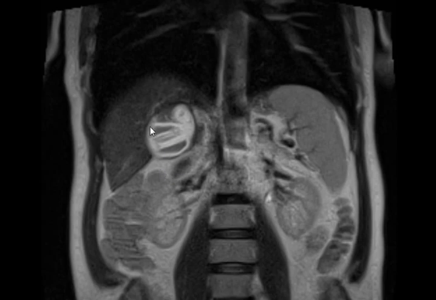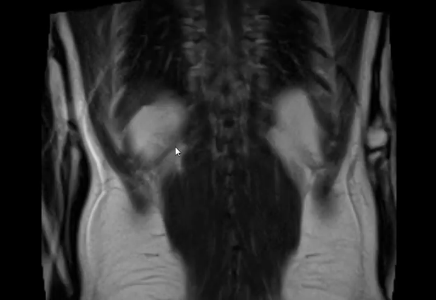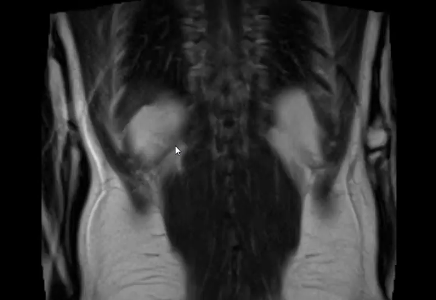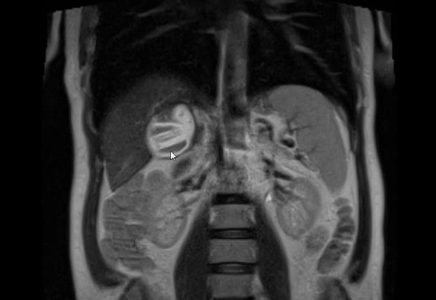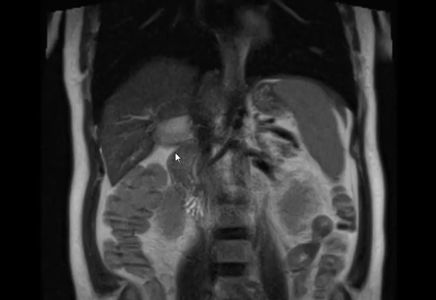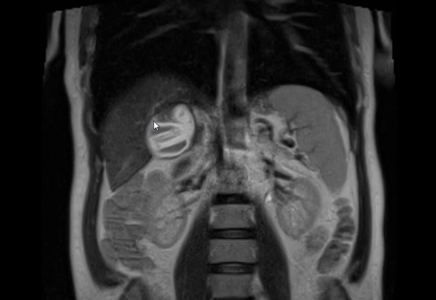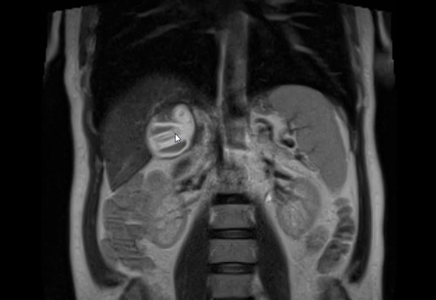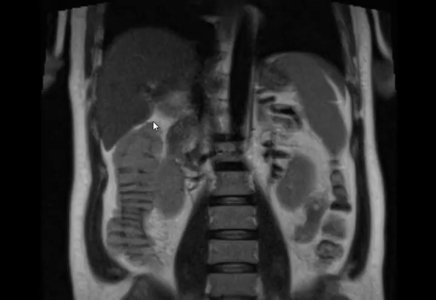There is a high signal. There is a round, well-defined mass with intermediate, high and low signal intensity in the liver.